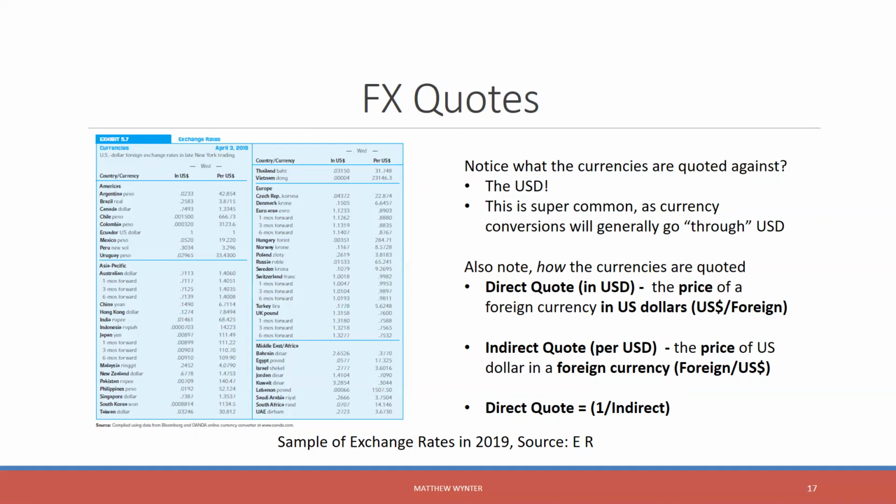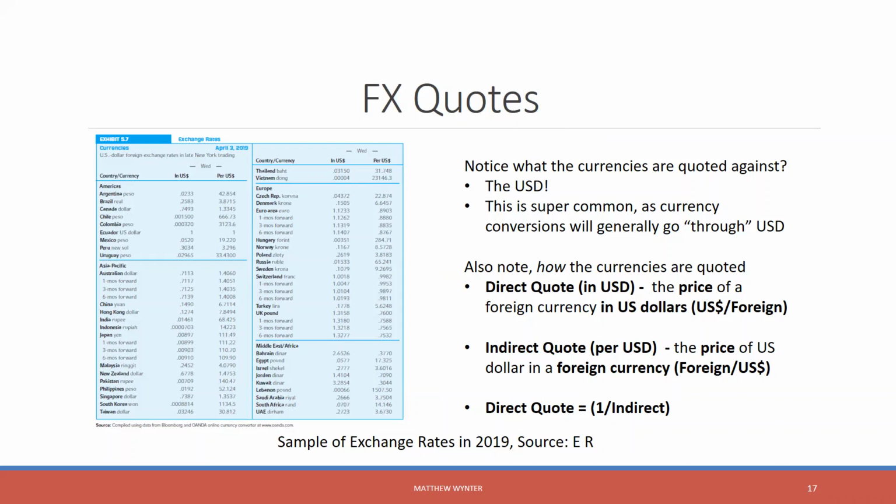What you'll see is that they're quoted in US dollars and per US dollars. And this is super common, as the US dollar is the currency that conversions will go through. Meaning that if we want to trade pounds and yen, or if we want to trade Canadian dollars and krona, if we call up our market maker, our investment bank, what they'll do is go from krona to dollar and then from dollar to Canadian dollar. So it's the currency that the currencies will pass through, if we're using institutional language.